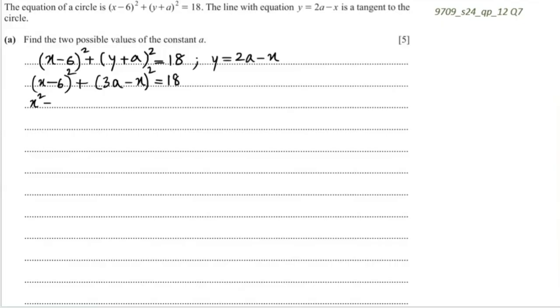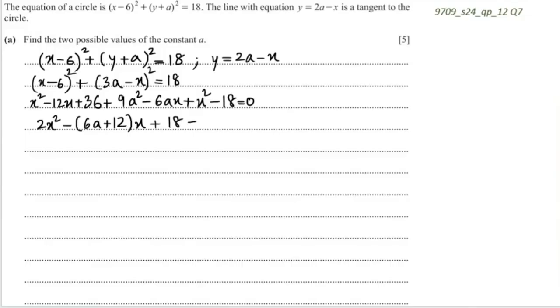x squared minus 12x plus 36, right? Plus 9a squared minus 6ax plus x squared, and subtract 18 as well. Okay? So this will be 2x squared, and there are two x terms, so minus 6a plus 12, times x. I hope you got what I did. I just factored out the x from the x terms. And then 36 minus 18, so that's going to be 18, equals 0.